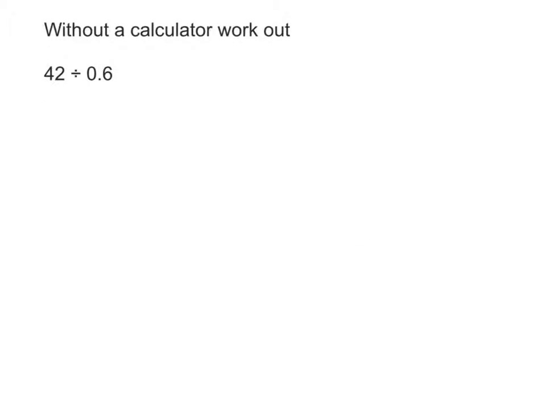Similar sort of question. I want that 0.6 to be a whole number, so I'm going to times it by 10, which means I have to times this by 10. So that's going to be 420 divided by 6, which gives me the same answer as 42 divided by 0.6.